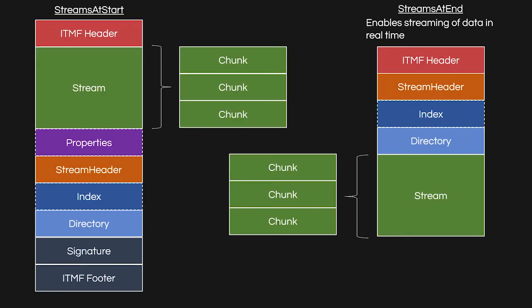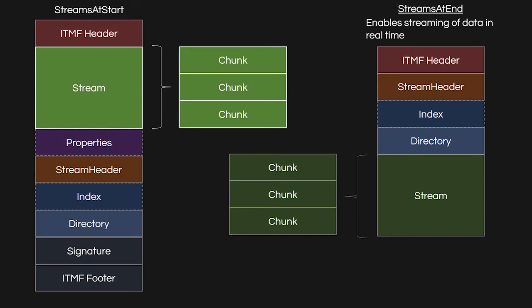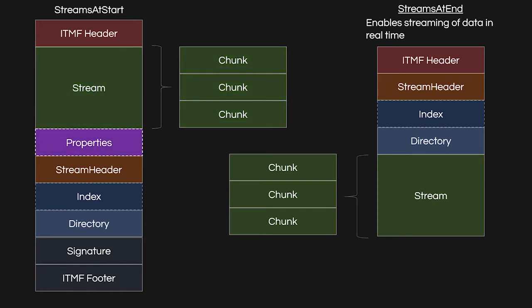On the left are all the logical units in the order for the streams at start encoding method. The ITMF header contains information to identify the container. This is then followed by the stream of data, which is divided into chunks, each with a header indicating parameters, followed by a variable length containing the stored data. Optionally, the properties are encoded next, with the key value properties of the container encoded. Stream headers describe the data stream. The index optionally follows, which allows random access, providing the start location for each chunk within the container. The directory then provides a list of files and their properties that are within the stream.